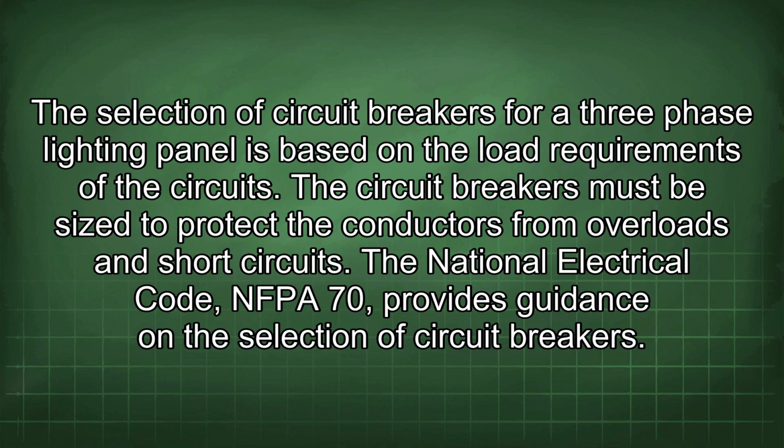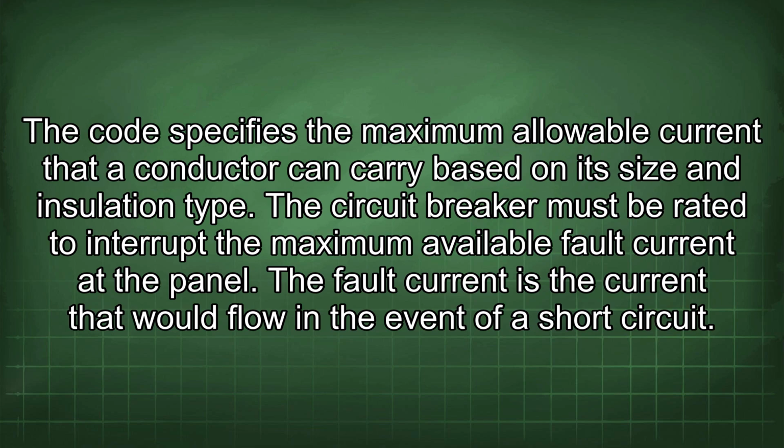The selection of circuit breakers for a three-phase lighting panel is based on the load requirements of the circuits. The circuit breakers must be sized to protect the conductors from overloads and short circuits. The National Electrical Code, NFPA 70, provides guidance on the selection of circuit breakers. The code specifies the maximum allowable current that a conductor can carry based on its size and insulation type.